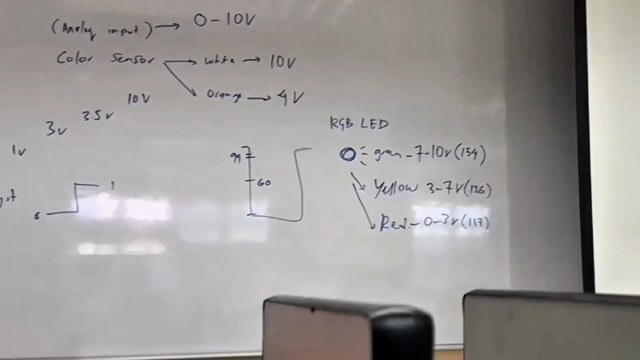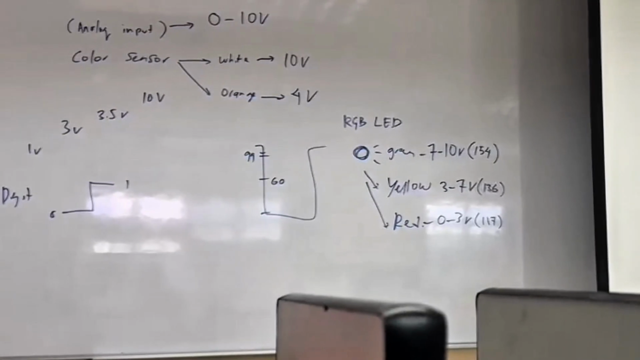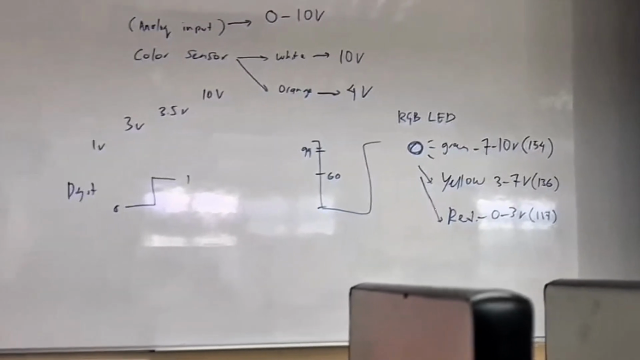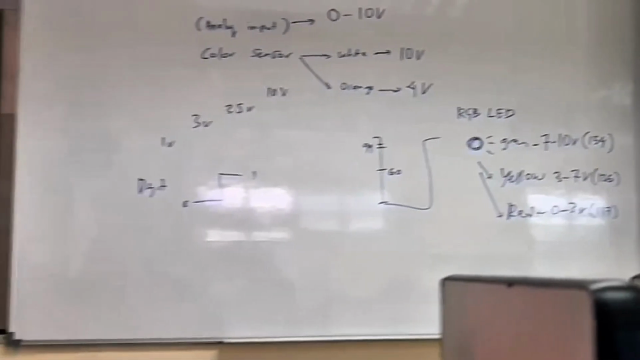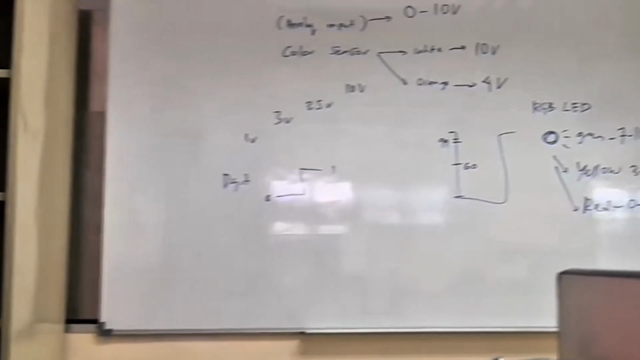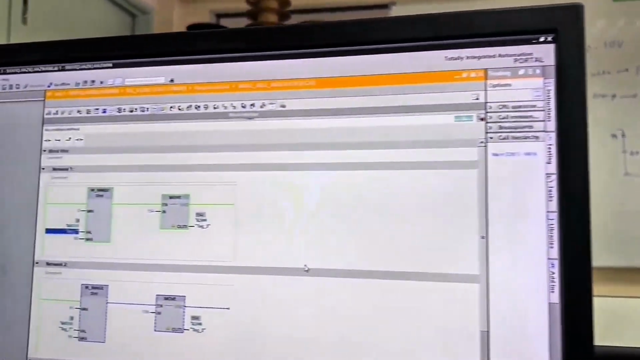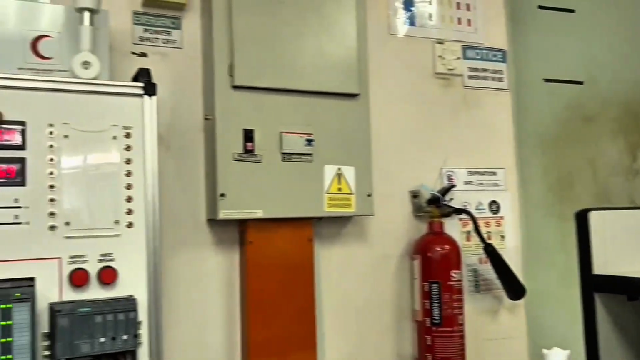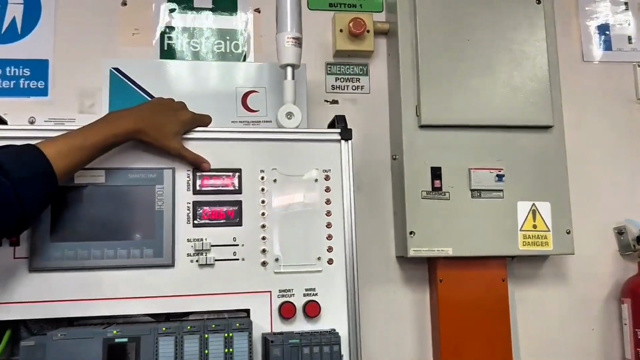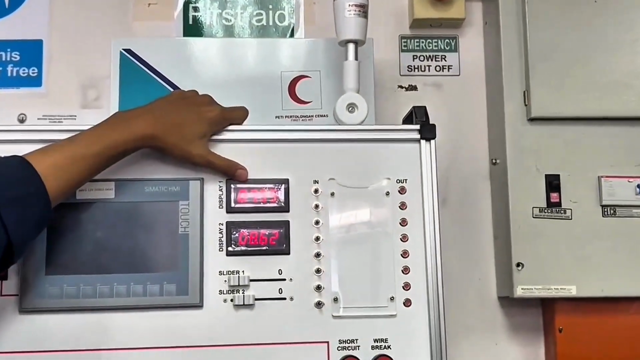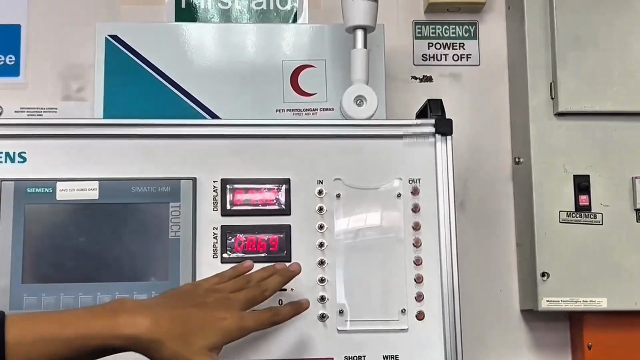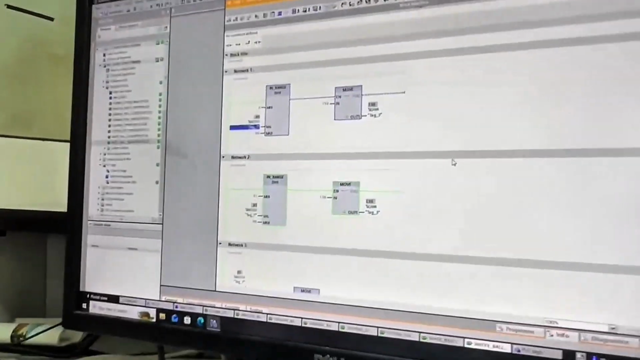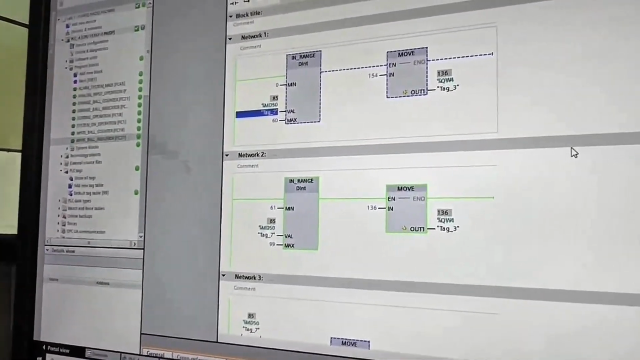For the white ball indicator, first refer to the RGB light indication on the whiteboard. The voltage ranges are defined as follows: green 7 to 10 volts, yellow 3 to 7 volts, and red 0 to 3 volts. In network 1, the range for the green indicator is set from 0 to 16. When the value is within this range, the display shows a voltage of approximately 7.75 volts, indicating the green light is active. In network 2, the range for the yellow indicator is set from 61 to 99.